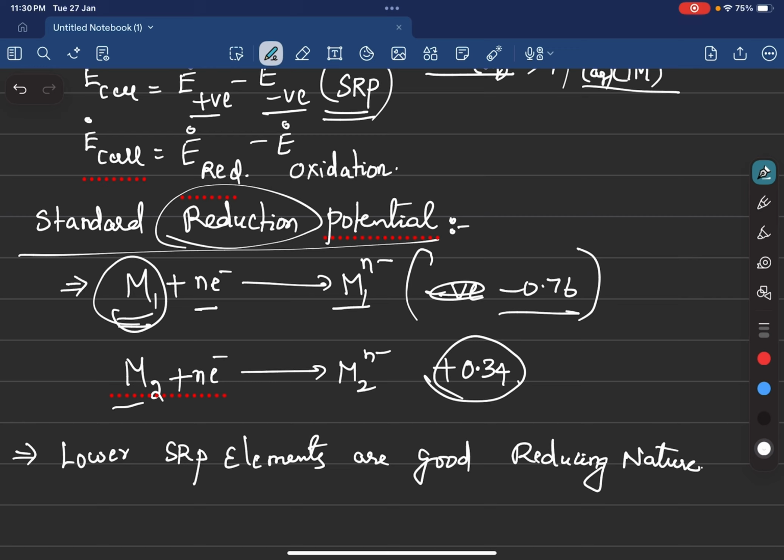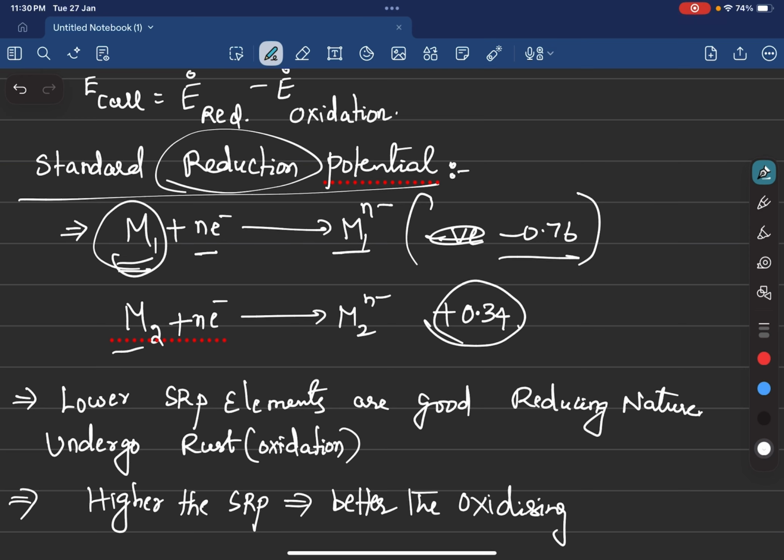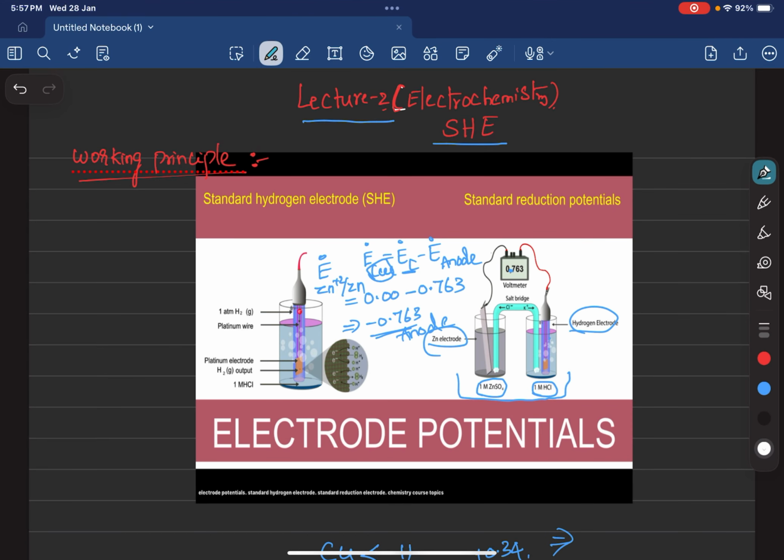Reducing nature, and they undergo rusting or oxidation easily. It means the higher the reactivity of the metal, the higher the reducing behavior, and for them the SRP values are lower. In the same way, the higher the SRP value, the better the oxidizing nature. The SHE, its applications and working principle are in the second lecture video. So don't miss it, surely it will help.